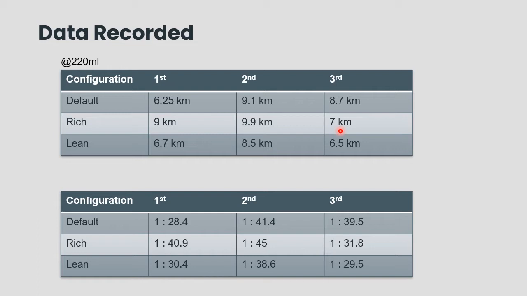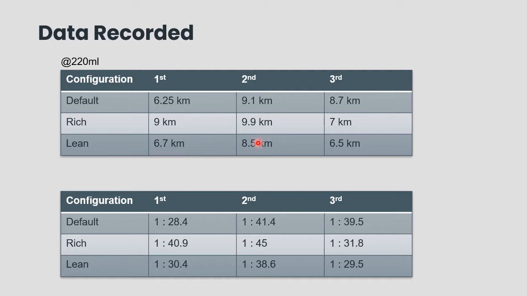For the lean configuration, all runs are using the same map, but the condition of the second run is different. The first and third run were conducted in the afternoon in a cloudy condition. The second run was also conducted in the afternoon but during rainy condition.